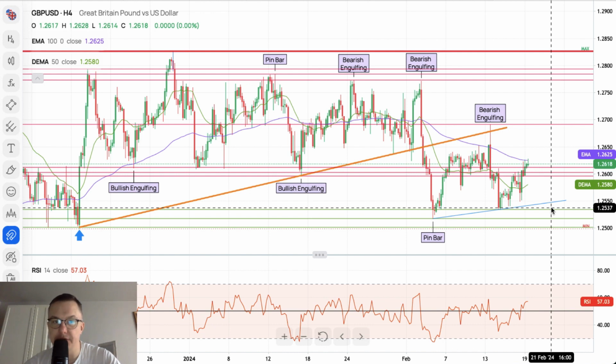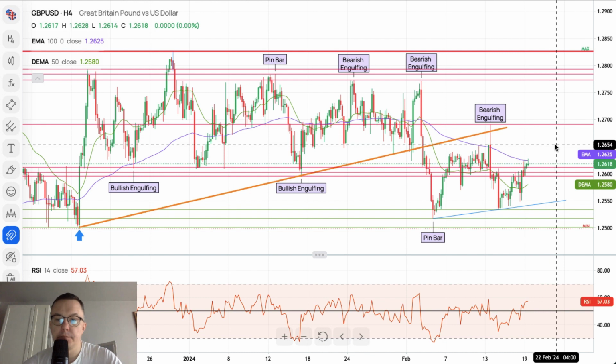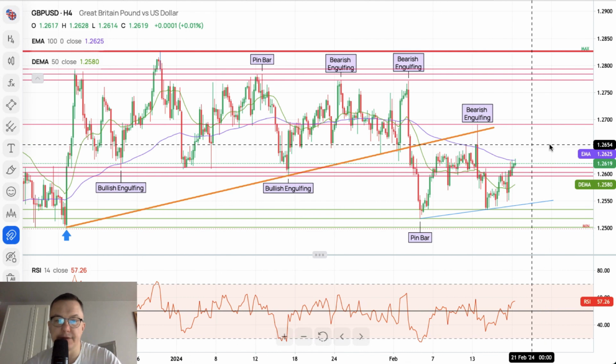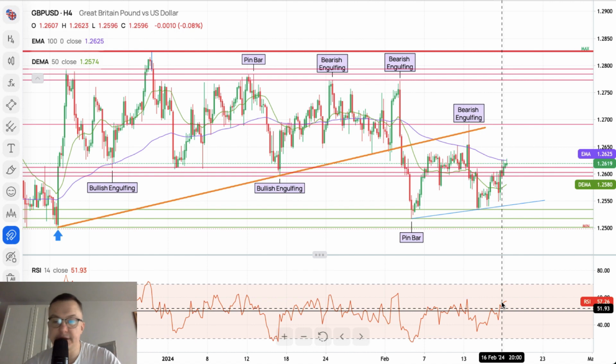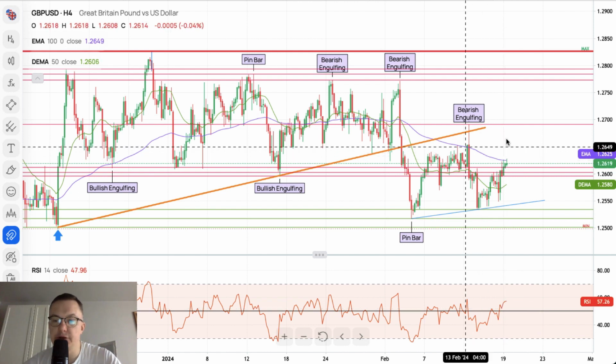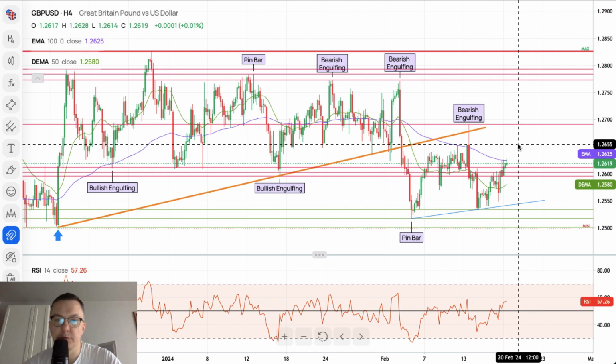The bears are very active on the British pound. They are trying to sell the British pound anytime they can, on certain levels of course. So this market, despite this very nice positive momentum in the short term, is still under the bearish control. All right, so as you can see, we should expect another movement lower soon on the British pound.